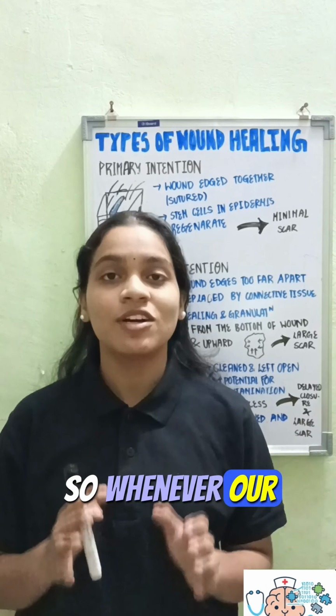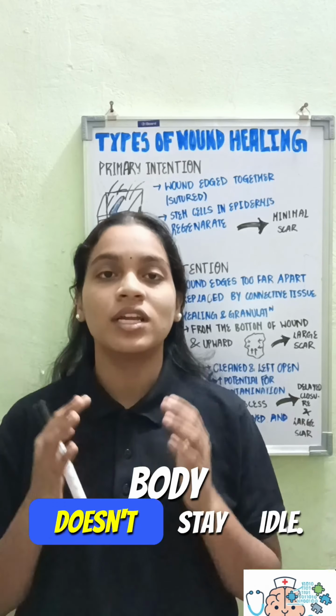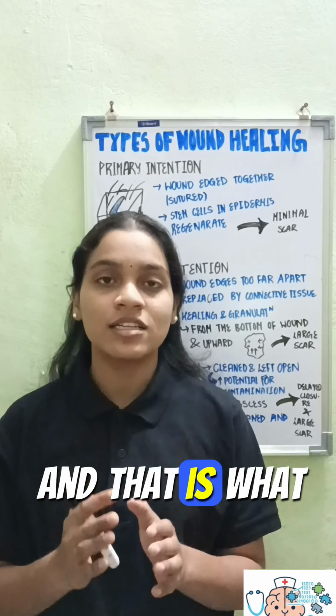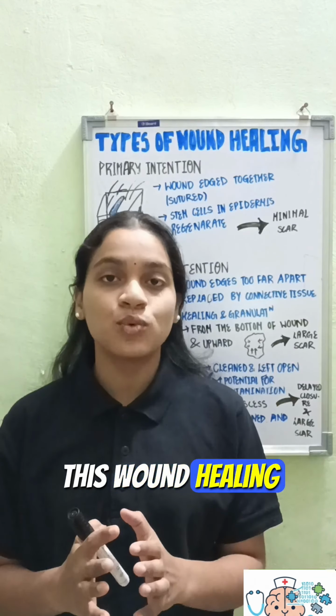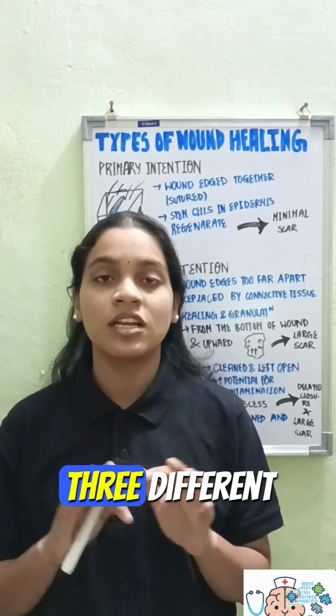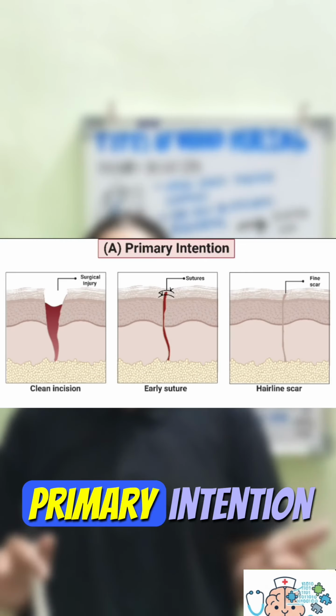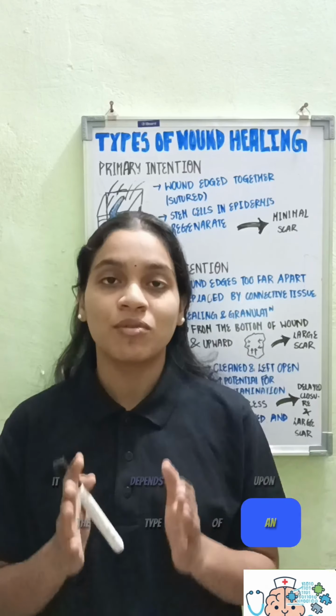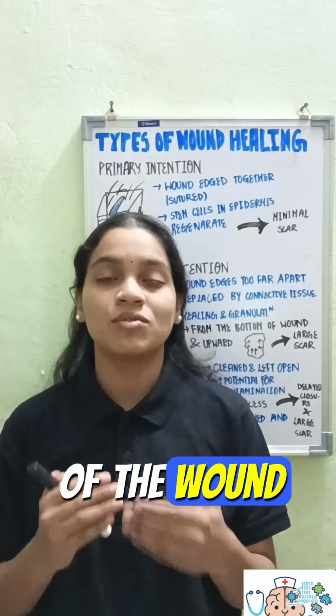Hey guys, so whenever our tissue has been injured, our body doesn't stay idle. It starts the process of wound healing, and that is what we are going to see today. Now, this wound healing primarily occurs with three different types of intention: primary intention, secondary intention, and tertiary intention. So it depends upon the type of injury present and how the process of wound healing occurs.